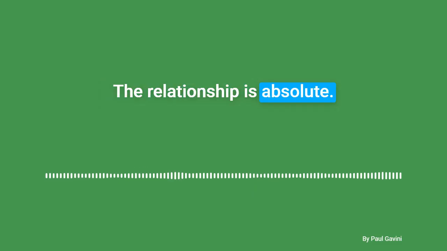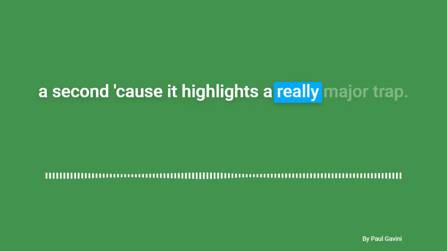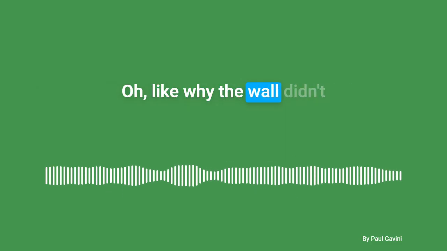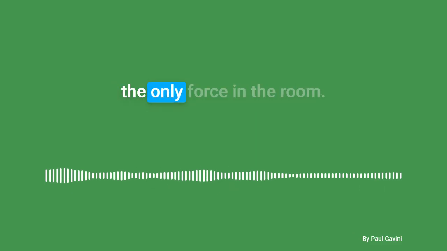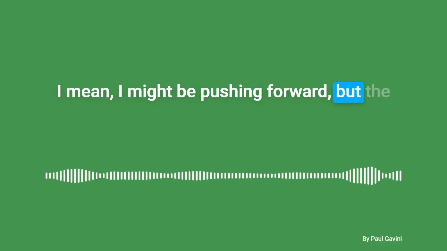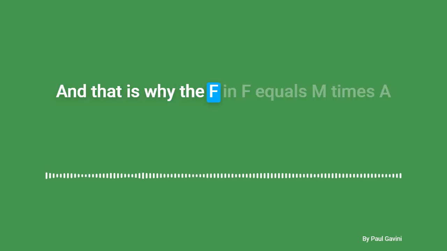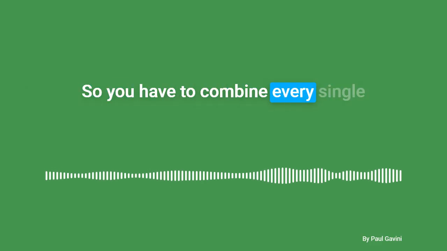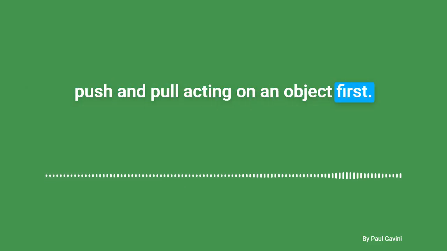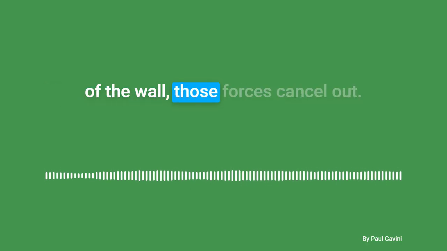The relationship is absolute. But let's go back to your brick wall example for a second, because it highlights a really major trap. Oh, like why the wall didn't accelerate when I pushed it? Precisely. Why didn't it? Well, because my push isn't the only force in the room. I mean, I might be pushing forward, but the structural integrity of the wall is pushing back. Exactly. And that is why the F in F equals m times a actually means net force, not just any single force. Right, so you have to combine every single push and pull acting on an object first. Yeah, you do. If your push perfectly matches the resistance of the wall, those forces cancel out.